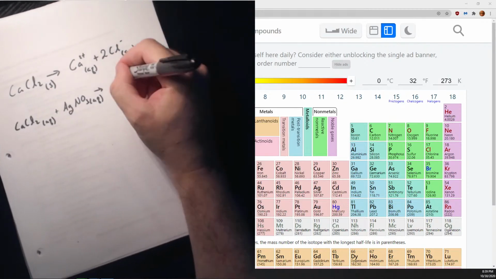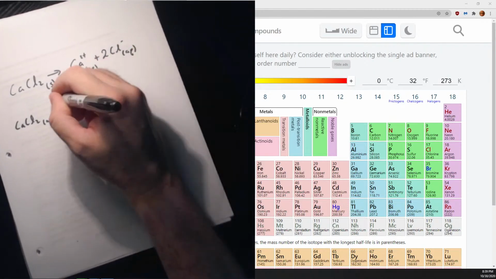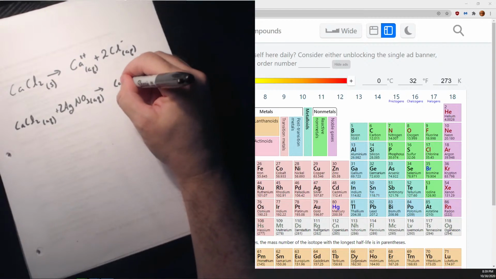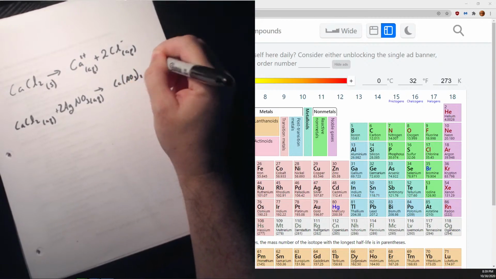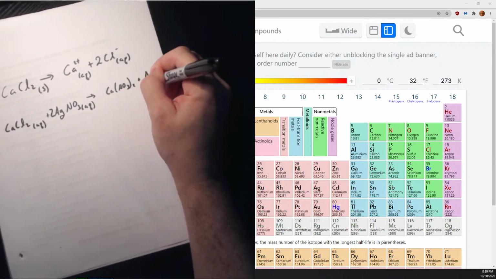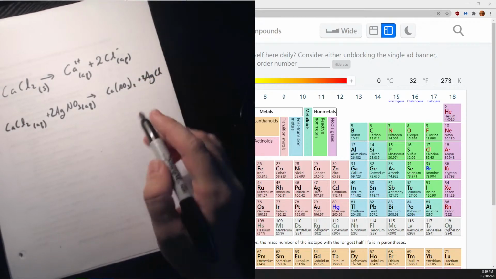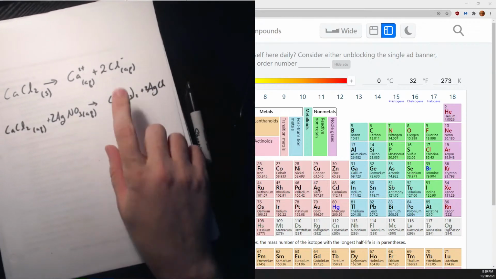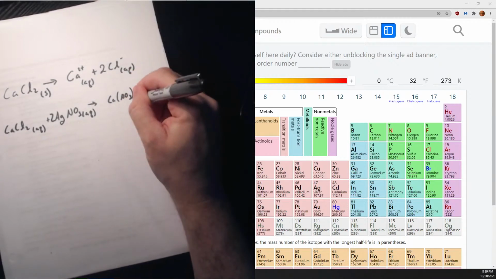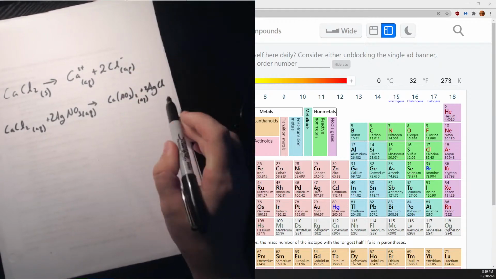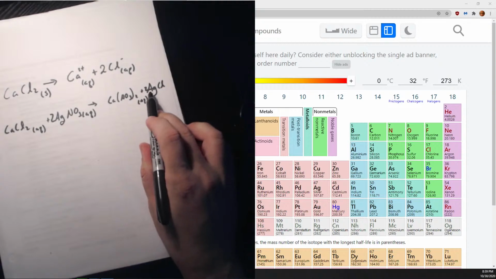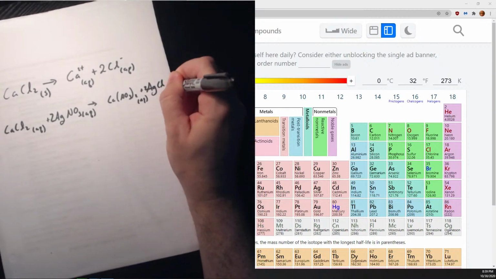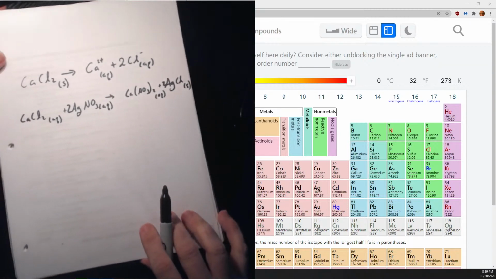So they're going to swap partners. You're going to end up with calcium, we're going to need 2 of these, nitrate, and silver chloride. Now, we go back to our solubility rules. Nitrate is always soluble, so this guy is aqueous. Chloride is usually soluble, but silver is one of its exceptions. So that is a solid.